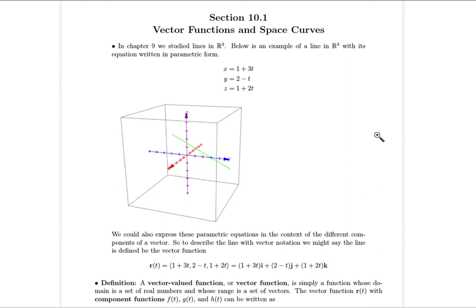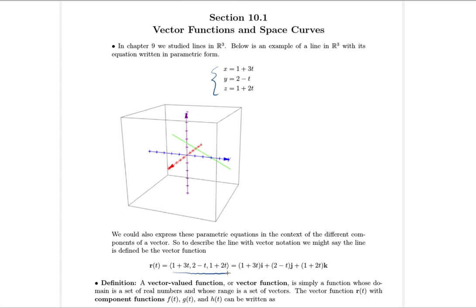In this section, we're going to look at vector functions and space curves. Now, we've already looked at vector functions and space curves, but we only looked at linear ones. So an example would be this picture you see here, which is given by this equation or set of equations parametrically. Also written down here in its vector function form.